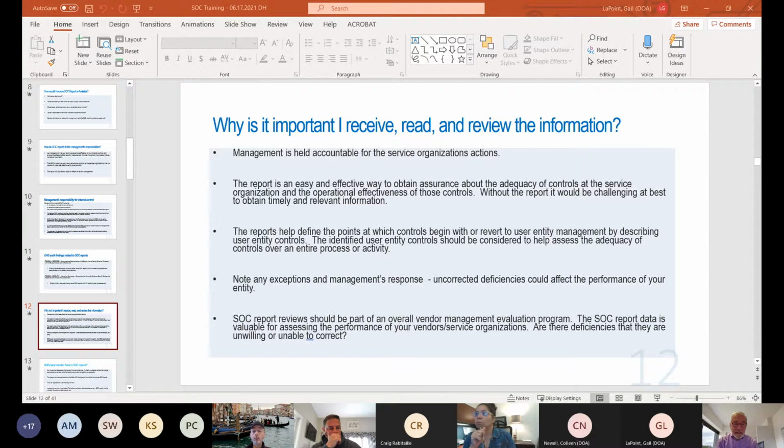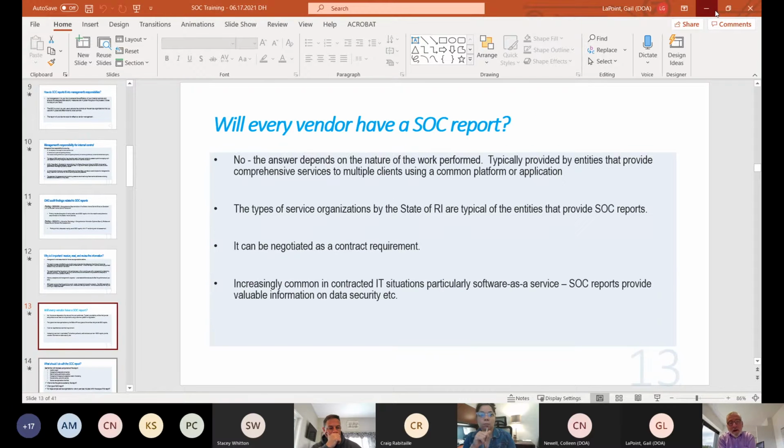So on slide 13, you may ask, how do I know which vendors, and will every vendor have a SOC report? The quick answer is no. It really depends on the nature of the work performed. They're most common when services are provided by entities that provide comprehensive services to multiple clients using a common platform or application. So in the case of Bank of New York Mellon, they're providing trustee and investment accounting services to multiple clients, and basically they have work done on their operations that they provide to those multiple clients.